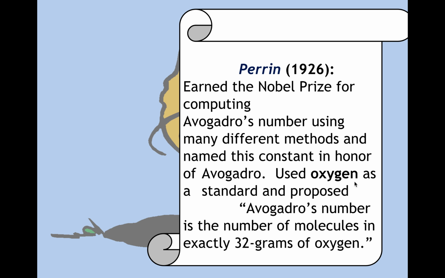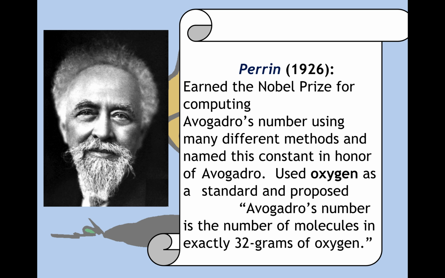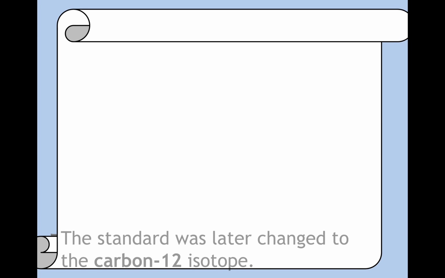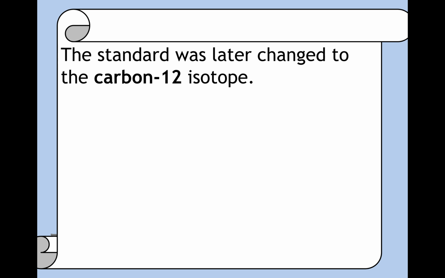Perrin in 1926 earned the Nobel Prize for computing Avogadro's number using many different methods and named this constant in honor of Avogadro. He used oxygen as a standard and proposed that Avogadro's number is the number of molecules in exactly 32 grams of oxygen. The standard was later changed to the carbon-12 isotope, so now everything is based on carbon-12.